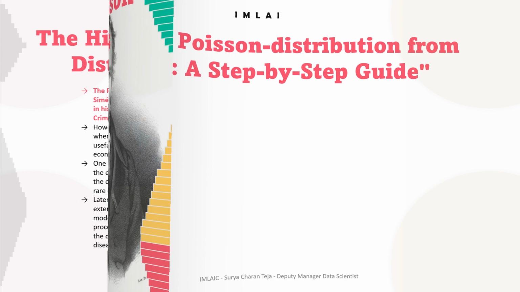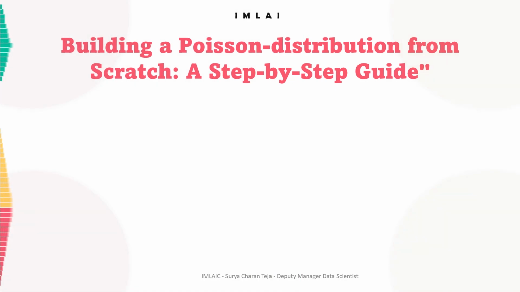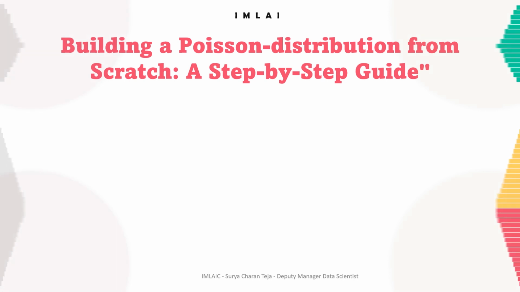Okay, so now let's build a Poisson distribution from scratch, a step-by-step guide. To build a Poisson distribution, we first need to understand its properties and parameters. The Poisson distribution is a discrete probability distribution that represents the number of events occurring in a fixed interval of time or space, given that these events occur at a constant rate and independently of each other.